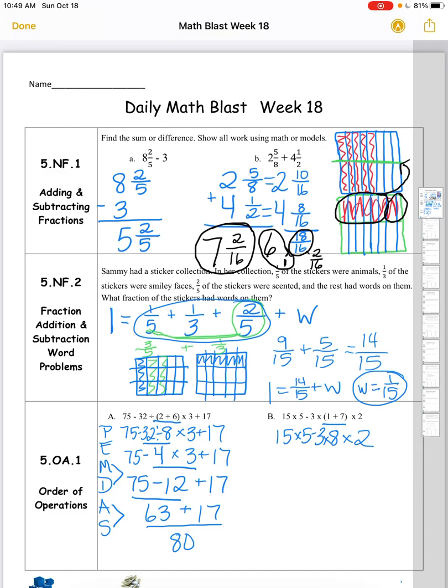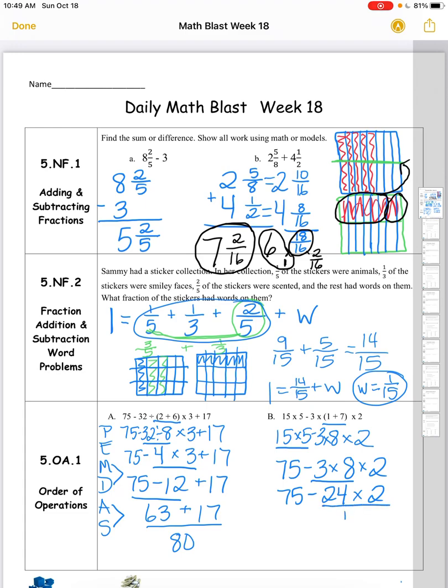Next, I have exponents. There are no exponents in my work, so I move on to the next step, which is multiplication and division together from left to right. So 15 times 5 is 75. I'll drop everything down that hasn't been underlined. And I still have a multiplication and division part here, so I'm going to do that. Drop everything else down.